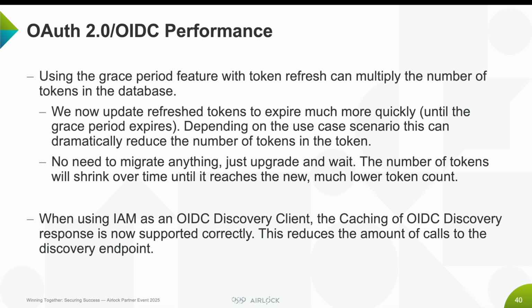Performance. You can use the grace period feature with token refreshes, and this can multiply the number of tokens in the database. What's the use case scenario and why does this happen? Well, if you have one of these modern clients, those modern clients don't actually do one request at a time. They actually do many requests in parallel.